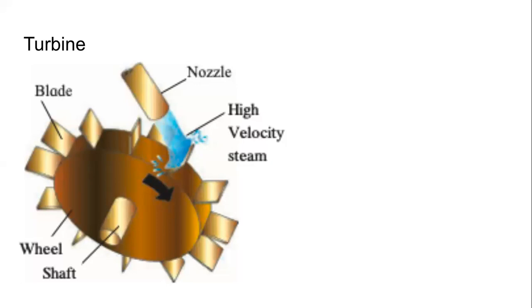Now, if we can move the blades of the turbine, then the turbine moves. If the turbine moves, then the magnet moves. If the magnet moves, then there is a change in the magnetic field, and that change in the magnetic field produces the electric current.